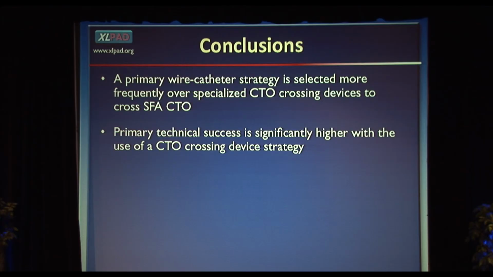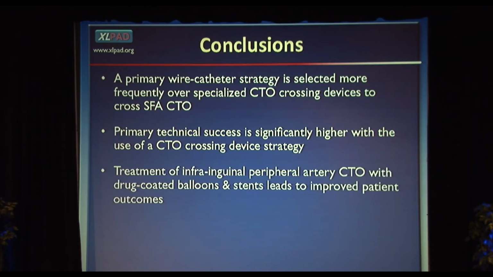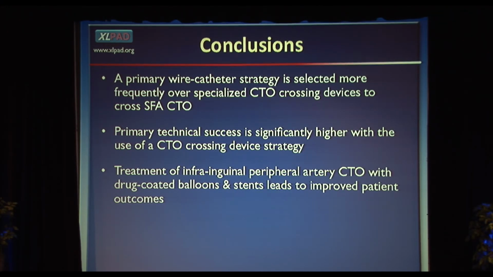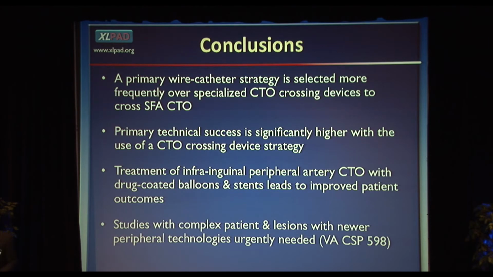In conclusion, I want to share with you 4 key take-home points. Number 1, a primary wire catheter strategy is selected more frequently by operators. Number 2, we did not find in our study an overall patient-based difference in terms of outcomes. However, primary technical success was statistically higher with a CTO crossing device. Number 3 is that stent use is significantly higher with CTOs. And finally, however you choose to develop the expertise of your own or your lab, you can deliver reproducible success in improving patient quality of life. So those are 4 take-home points.